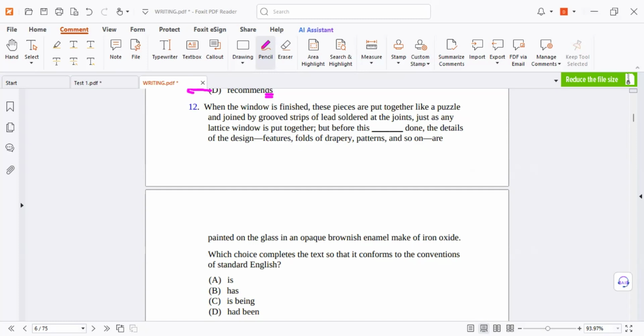Letter A. The reason: it's a fact. It's not about fact only. So it's about fact, let's accept it. And the whole tense in the passage is present. Yes, we have to continue the present.